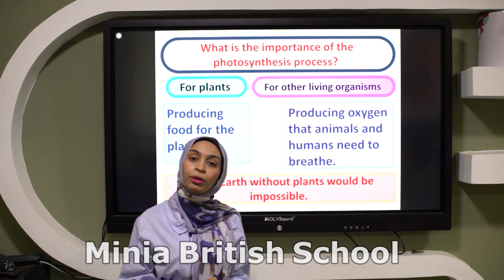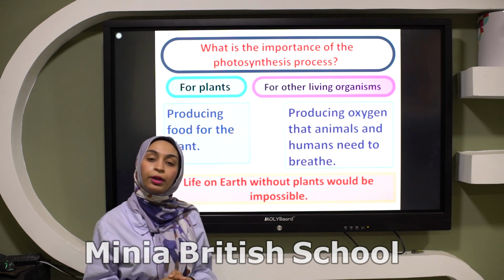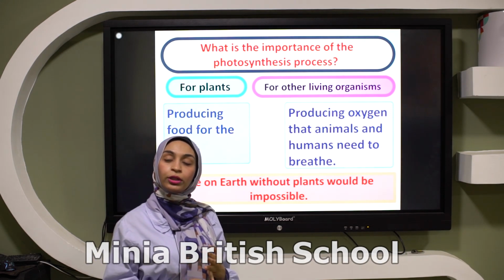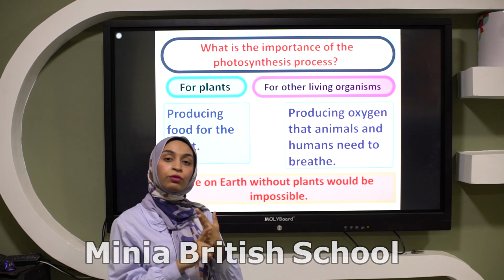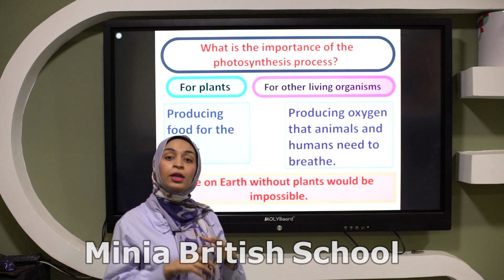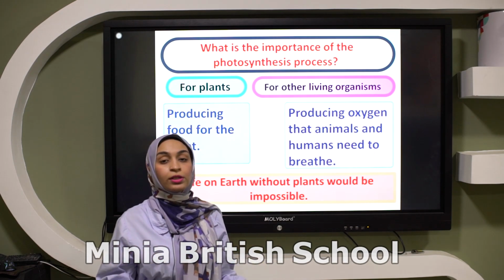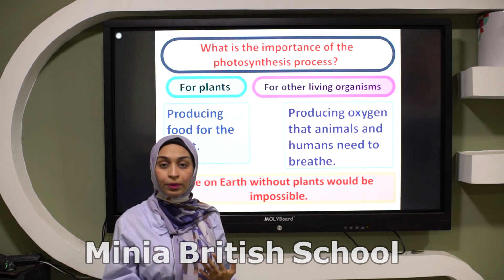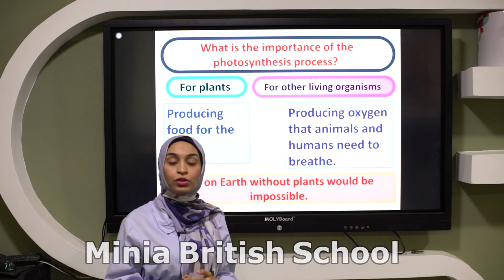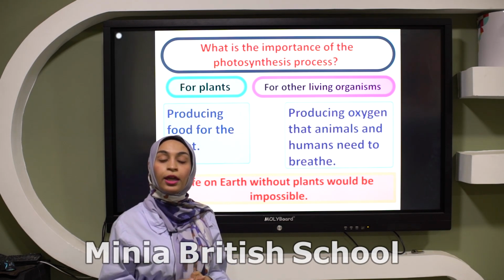So today we talked about the functions of the plant parts, starting with the roots, actually the root hair, the function of the stem and its types, the function of the leaves and its types, and the mechanism of the photosynthesis process. How does it happen? How does it occur in the plant by using water, carbon dioxide, and sunlight?